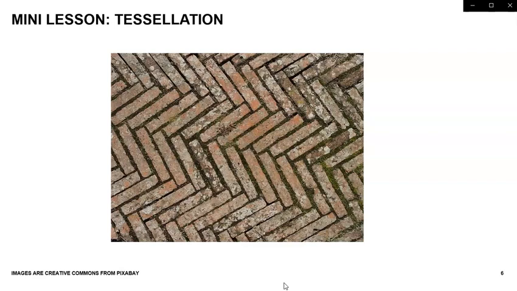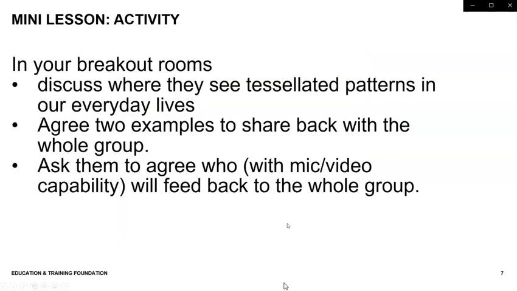While you get yourselves back into the room, I am going to set you an activity. So we're going to go out into breakout rooms. I'm going to set up 3 breakout rooms so that we can have a small group activity. And what I'd like you to discuss is where you see tessellated patterns in your everyday lives. I want you to agree on examples to share back with the whole group. And while you're there, I want you to agree which one of your group is going to feed back, either having their mic and video on, etc. So you're going to feed back to the whole group.